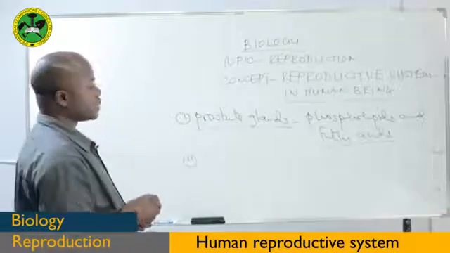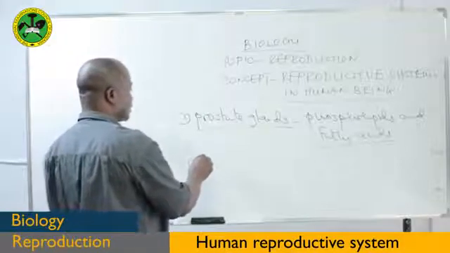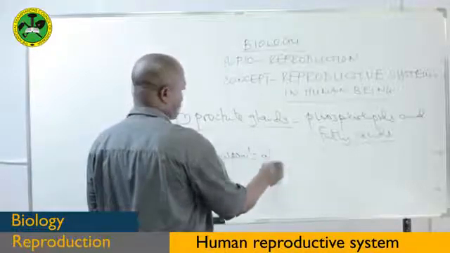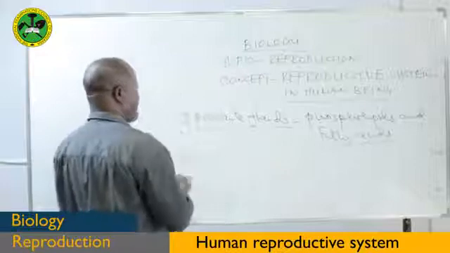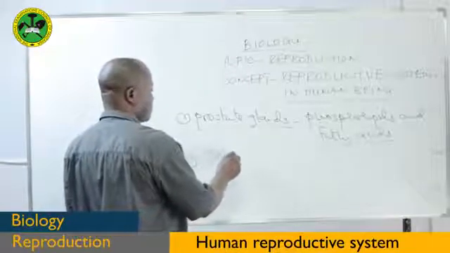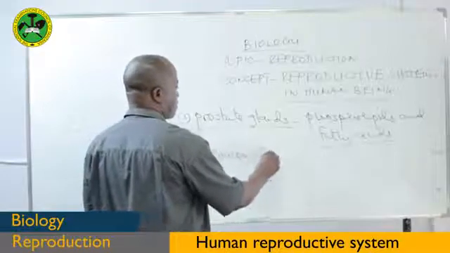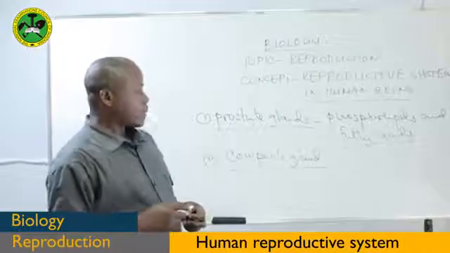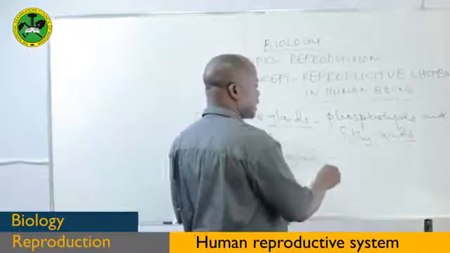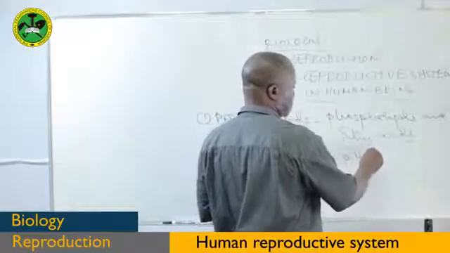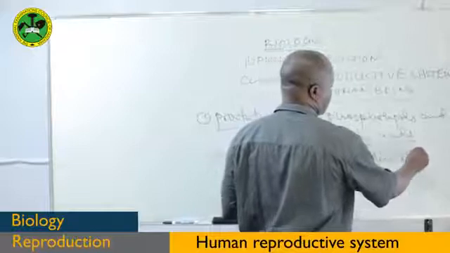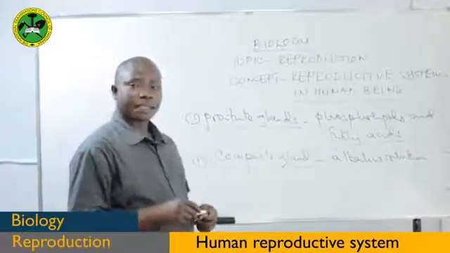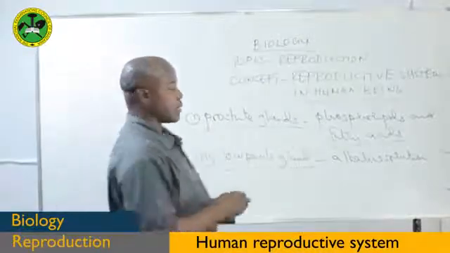But also another accessory gland is the Cowper's gland. It produces fluid containing an alkaline solution. This neutralizes the acidity that might be present in the vaginal tract and the urethra.